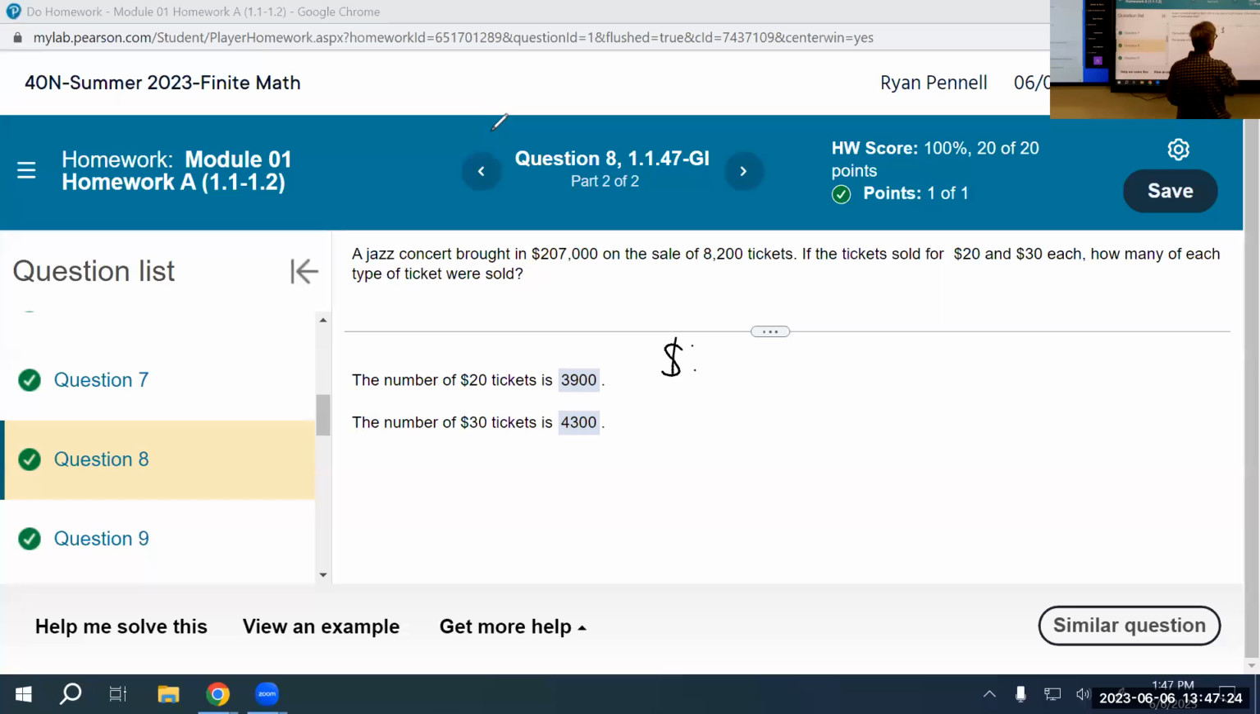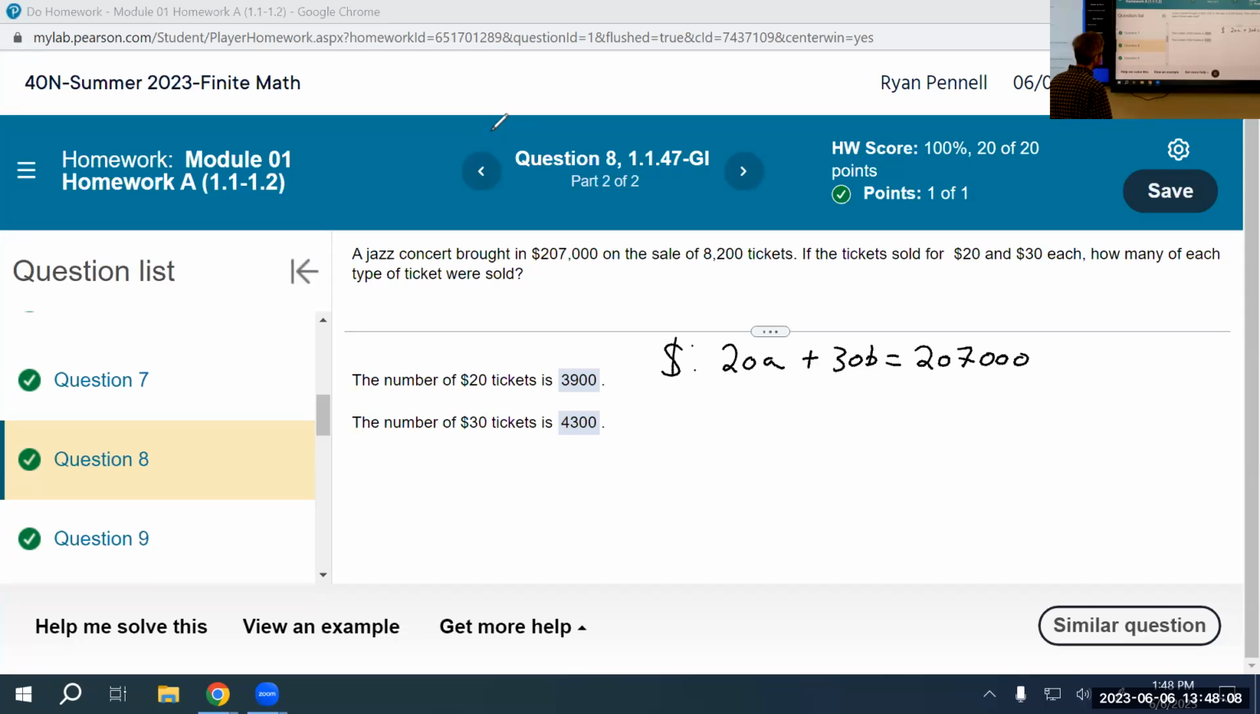Here's my money equation. One type is $20, let's just call it A. Another type is $30, let's just call it B. And we know how much money was brought in because they told us. So there's my money equation. We have two variables, A and B. We could also call these X and Y if you wanted, no problem. A or B, X and Y, it doesn't matter. There's two different variables. So there's my money equation, and that's a line.